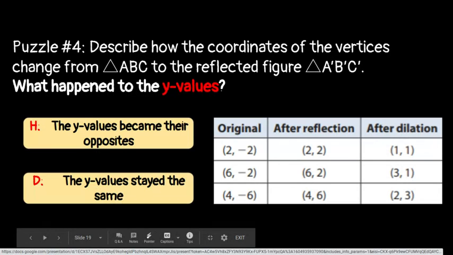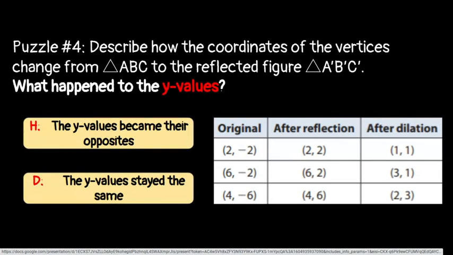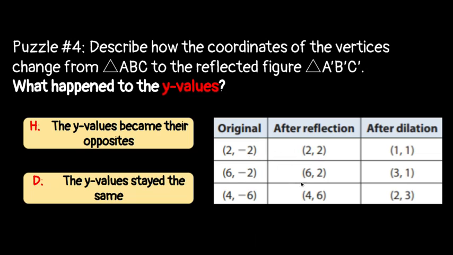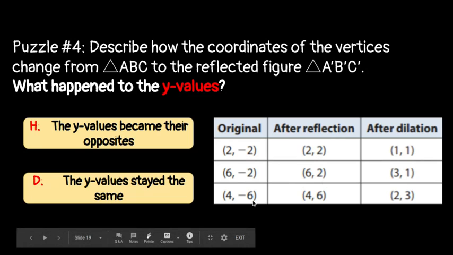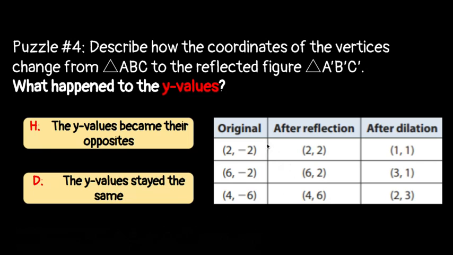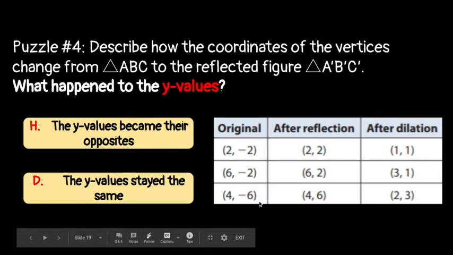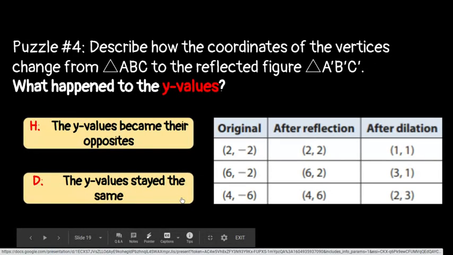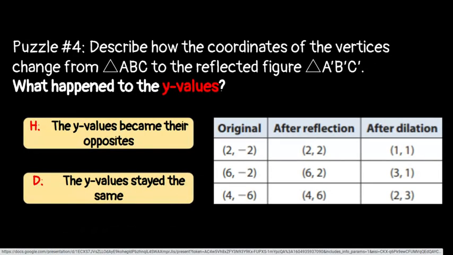Next, we go to puzzle 4. This is still part of question 1 on page 101. And we need to describe what happened to our y values after we reflected. So again, we see that our originals went from 2, -2 to 2, +2, from 6, -2 to 6, +2, from 4, -6 to 4, +6. Remember, your y values are the second part of your ordered pair. So did our y values become their opposites, or did they stay the same? We can see that our y values became their opposites, so our answer is going to be H.